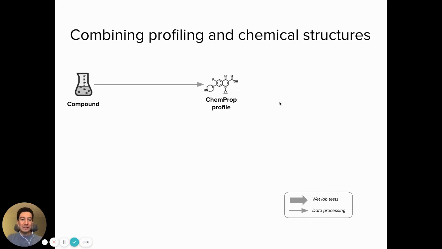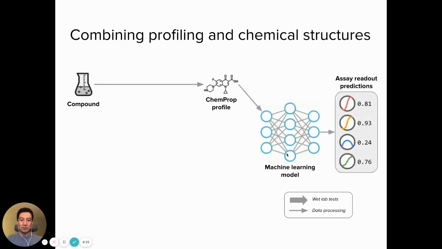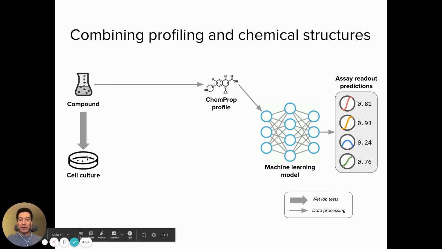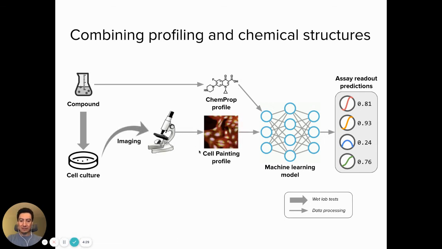So, here we ask the question, how can we use the tools for chemical structure analysis together with powerful phenotypic profiling for assay prediction? This is the approach that we explored. First, given a compound library, we use ChemProp for chemical structure analysis, and we train models to make predictions in a diverse set of assays. Then, we use cell cultures and perturb them with the compounds to observe their response using imaging, more specifically Cell Painting. Morphological features can be added to the machine learning model to facilitate predictions.